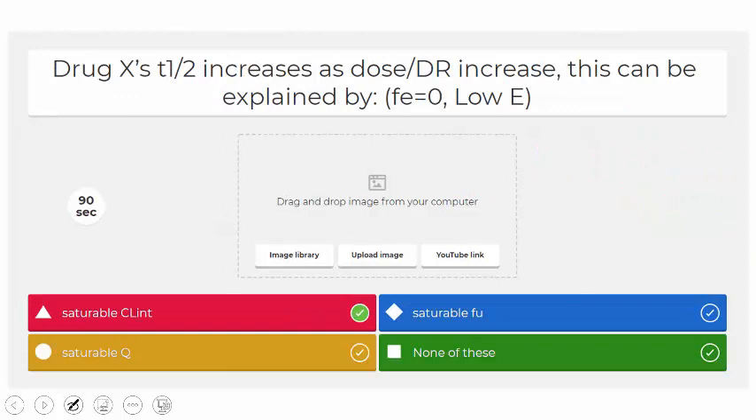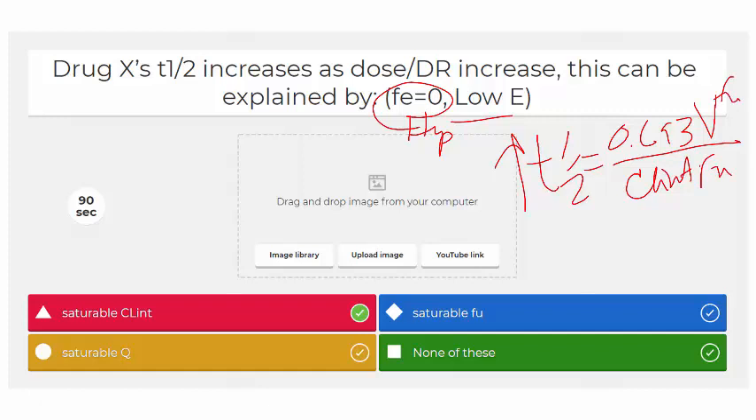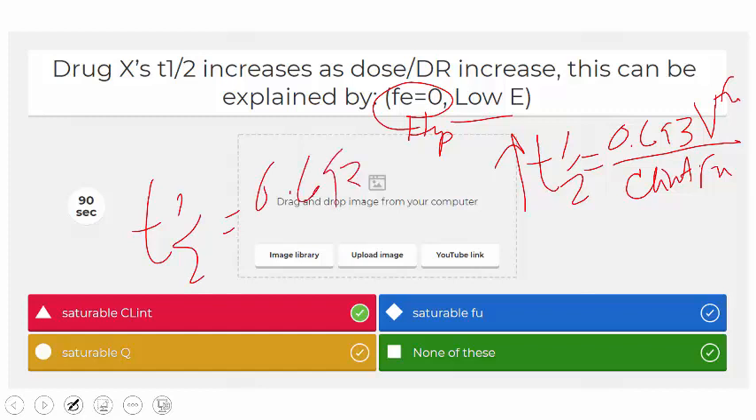Drug X's half-life increases as dose increases. So we're seeing an increase in half-life. If it is Fe of 0, it means it's hepatic, low E. Volume is clearance over fraction unbound in plasma. Remember what I forgot before, which is volume is also, I'm going to move this over here. Half-life is volume over clearance, which is intrinsic clearance times fraction unbound for a low E drug.